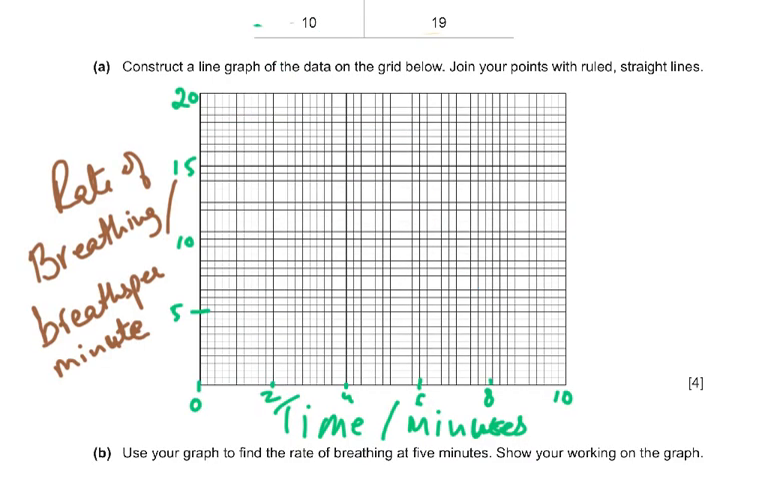Then you label the axis. Please remember you have to write the units. The unit is a must. Breaths per minute and time in minutes. Rate of breathing is breaths per minute. And please be careful how you write it. This is not one word, so let's write it a little separately: breaths per minute.